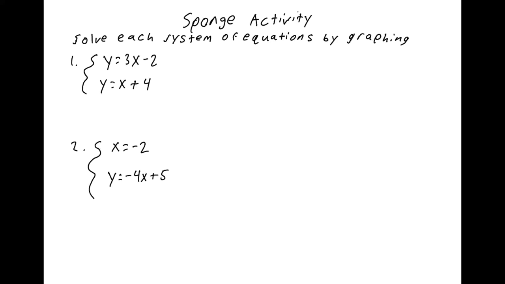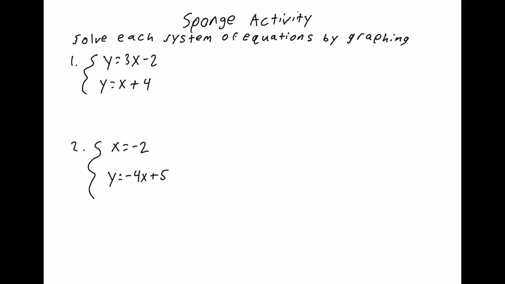Alright, now time for the sponge. Solve each system of equations by graphing. So on the first one, you've got two equations, graph each of them, and then where they intersect is where your answer is. So you can write your answer as a point, or you can write it as x equals, y equals. I'll accept either.